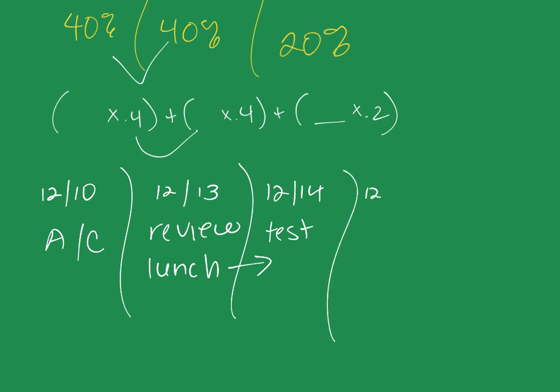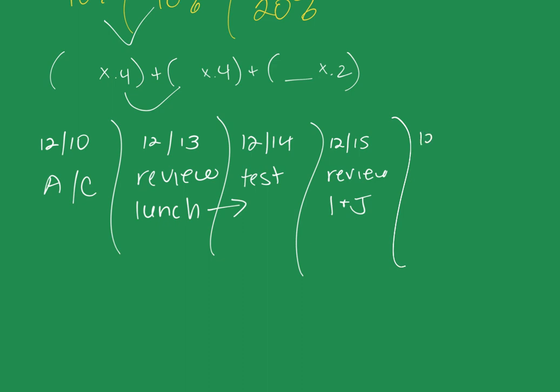Then the 15th is the review for IJ, and the 16th is the test for IJ. Again, if you are exempt both of those, you get both days off. If you're exempt one of those, you get whichever one it is off.